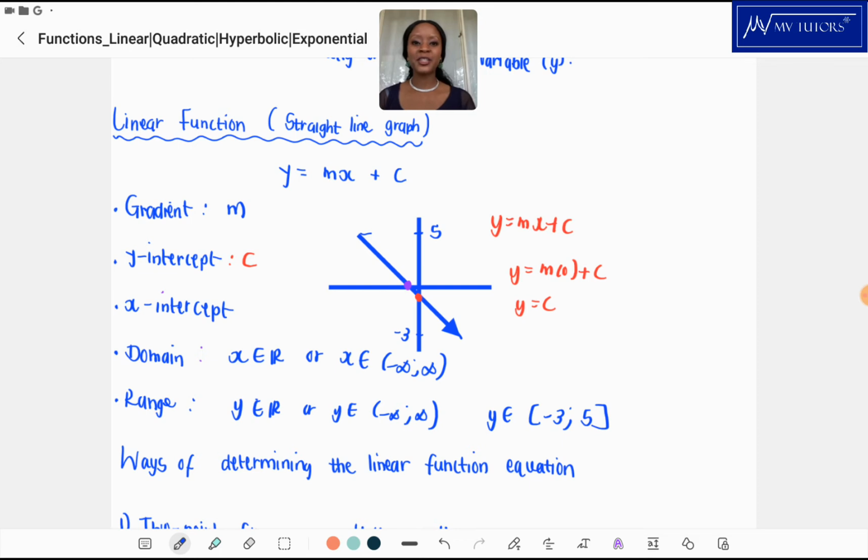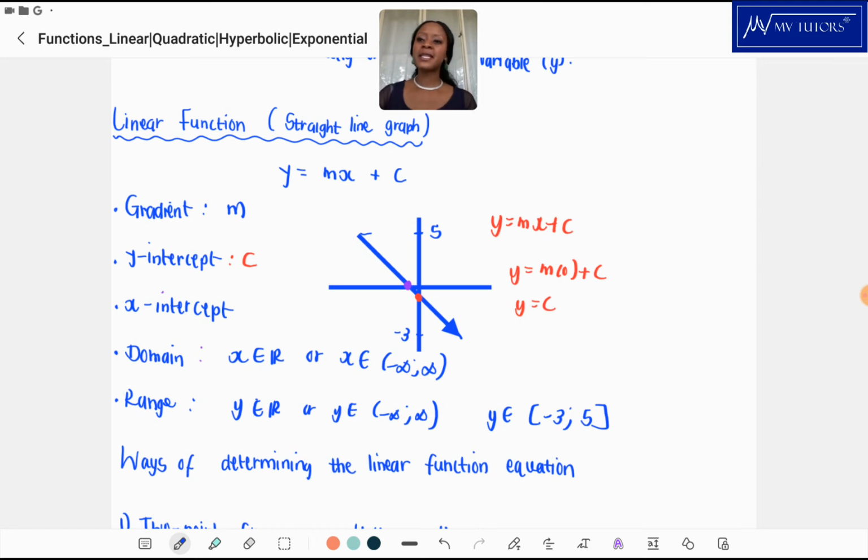I remember when they introduced this part to us in grade 10, I was confused, like, what is this domain thing? You go to the dictionary to look for a meaning, and it just throws you off. So when you think domain, think of the x values where a function is applicable. When you think range, think of the y values where the function is applicable.